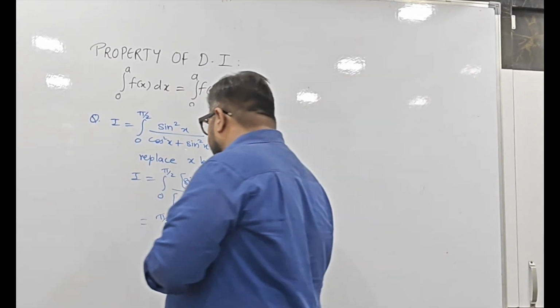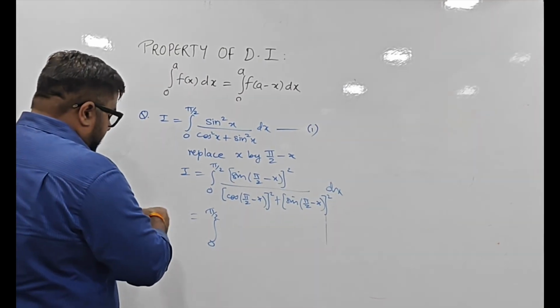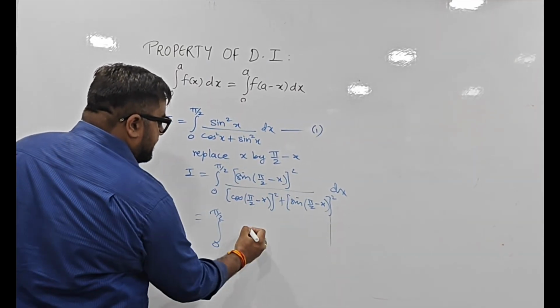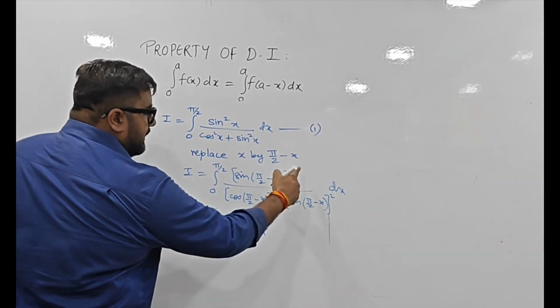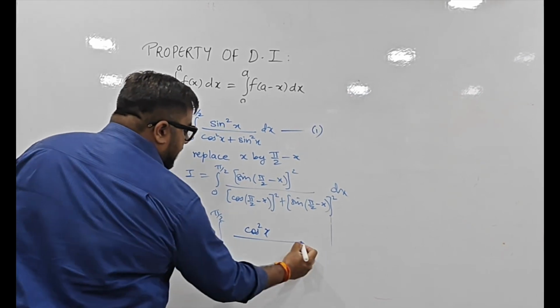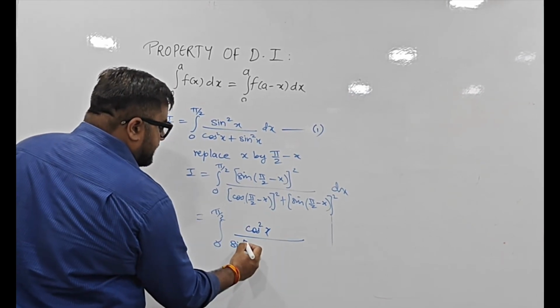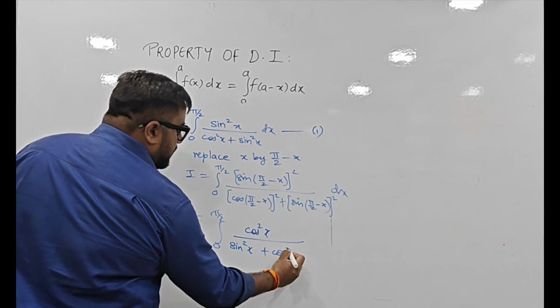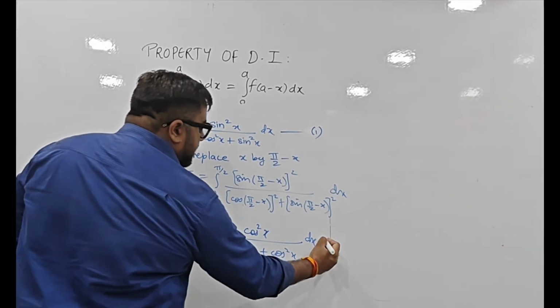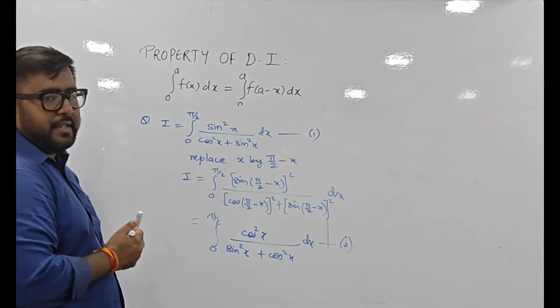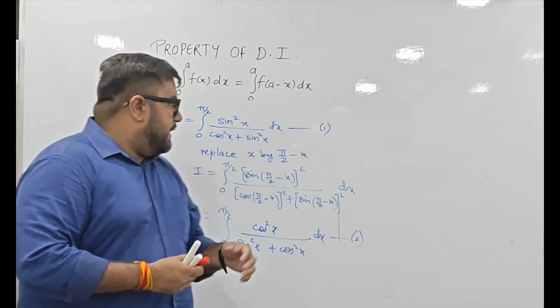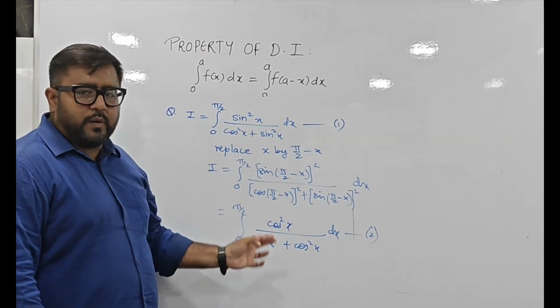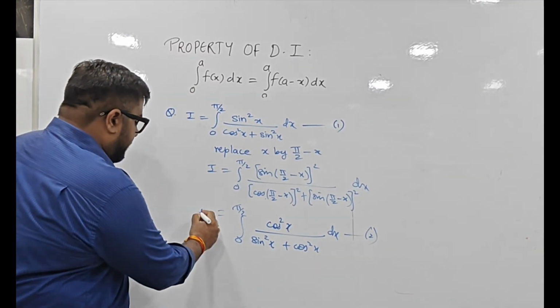So what we have to do here is simply put sin(90 minus theta) as cos x, and the power is 2, that means cos square x. Similarly we will have sin square x here, plus cos square x in this part. This is our equation number 2. Now after this step, just have a look at equations 1 and 2. Both are values for I.